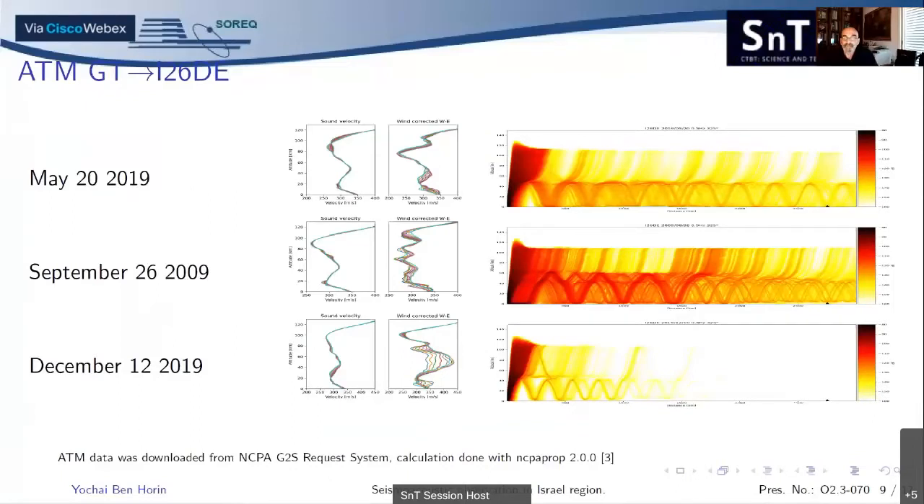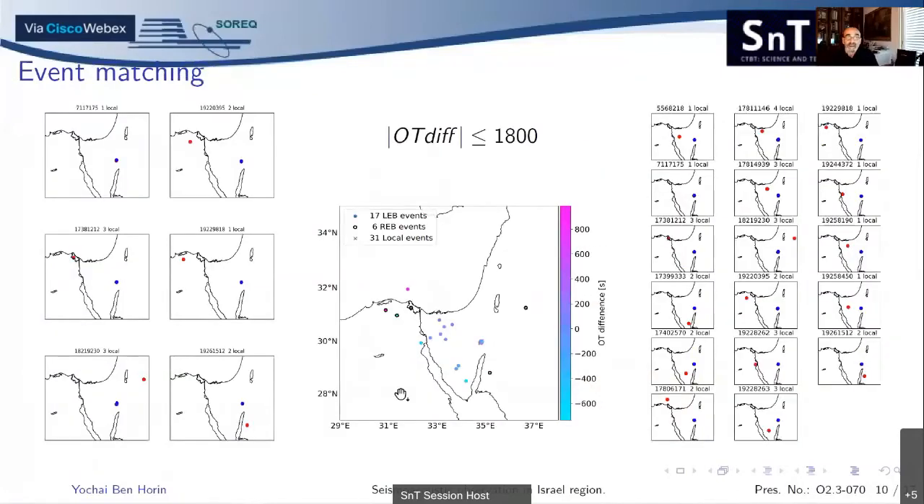Another important point is that at different times we sample different atmospheric conditions, and you can see the striking difference between May and December of 2019 in the predicted energy arrival to this I-26 infrasound station. Apparently it is really important to have it at different times.